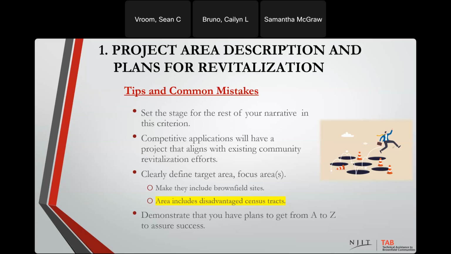Some of the things you want to make sure that you include: whatever those areas are defined as, do your best to define them to the best of your abilities. Keep in mind that your grant application reviewers are probably not going to be familiar with your town or your community. So the more detailed those boundaries are described, the better. And of course, make sure they include the brownfield sites that you're going to be targeting. And again, back to the new criterion, make sure your area includes disadvantaged census tracts as per CEJST.